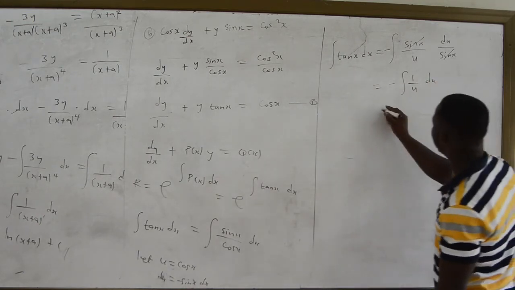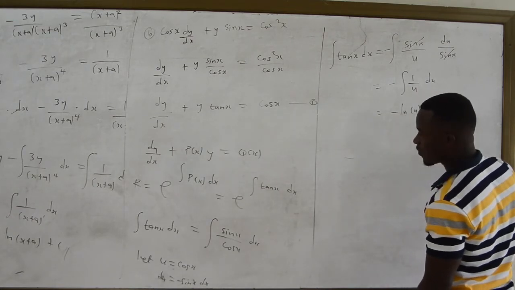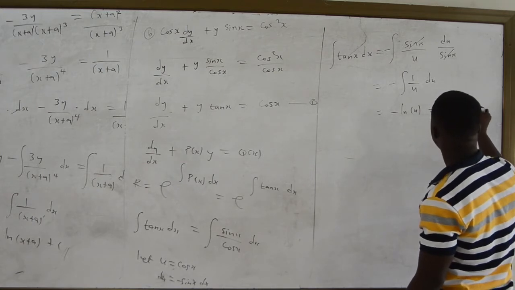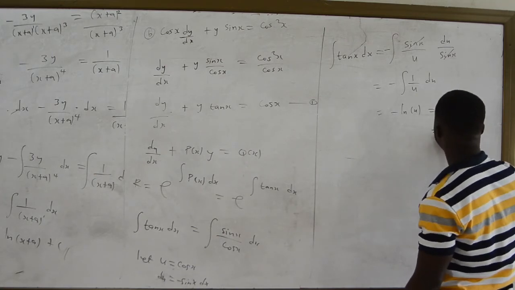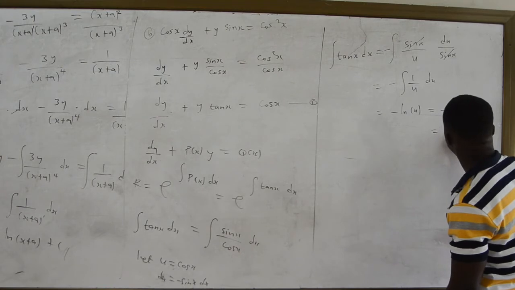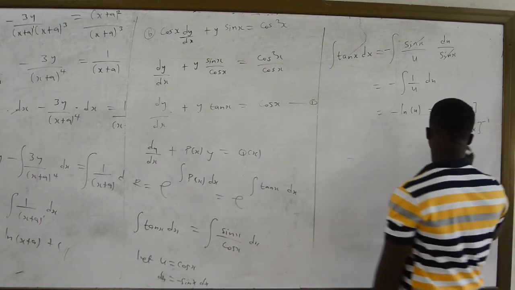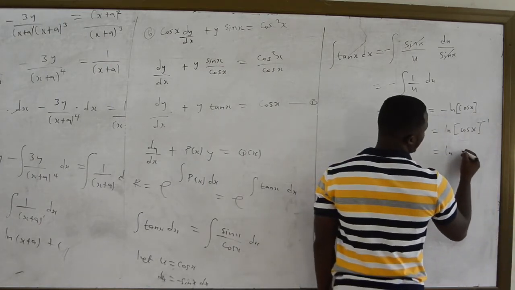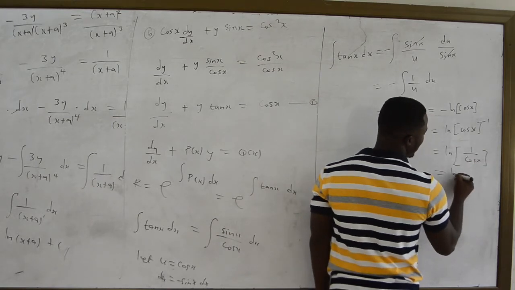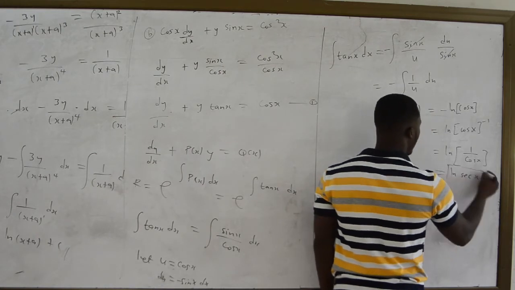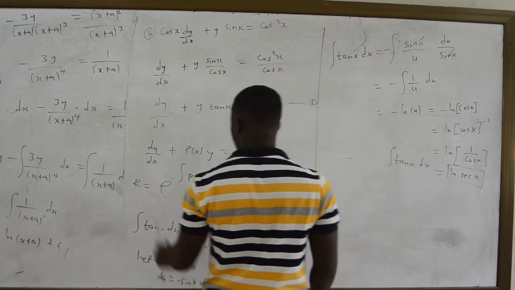When I integrate this one, I'll get negative ln u. But I know my u is cos x, so I'll have negative ln cos x. This negative, I can apply the rule of log for ln. So this is the same as ln cos x all taken to the power of negative 1. This is the same as ln of 1 over cos x, which is the same as ln sec x. So when I integrate tan x dx, I'll get ln sec x.